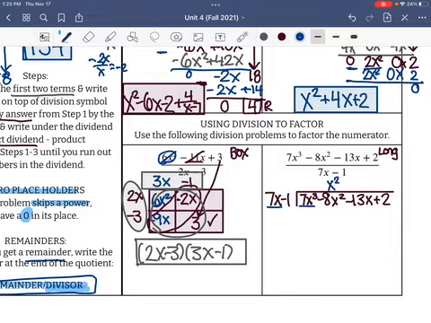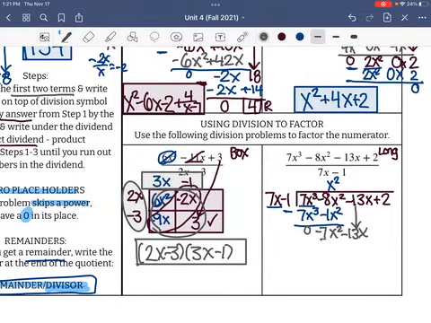Multiply that by 7x, I get 7x to the third. x squared times -1 is -1x squared. And then I just have to make sure that I subtract that, which I'm going to get 0. And -8 minus -1 becomes -8 plus 1, which is -7x squared. Drop the -13x.